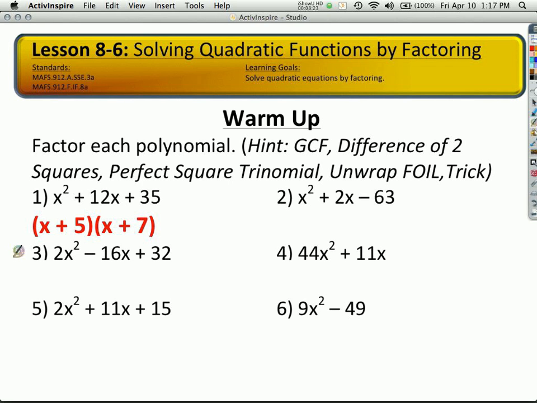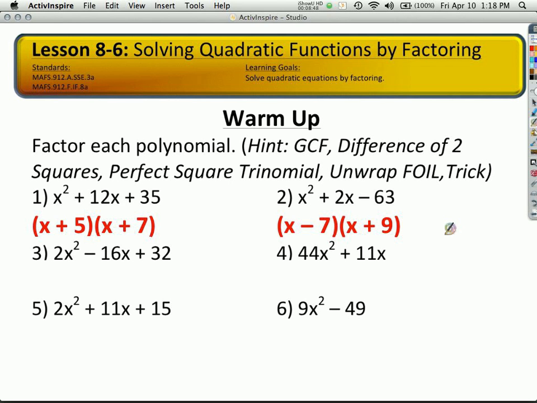x minus 7 times x plus 9. X plus 9 times x minus 7. x minus 7 times x plus 9. And they are all correct. You can take whole factors and rearrange them. So x plus 9 times x minus 7 is the same thing as x minus 7 times x plus 9. Very good.